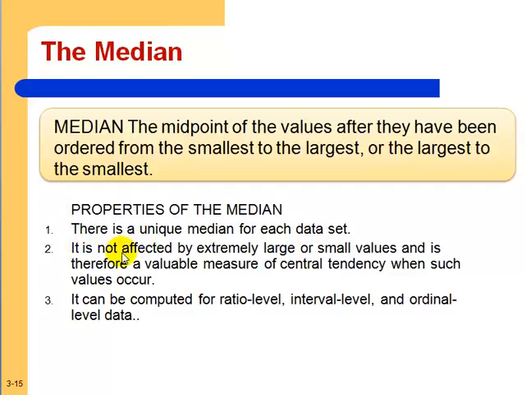Second, it is not affected by extremely large or small values, and it is therefore a valuable measure of central tendency when such values occur. This is better than the mean, because the mean is easily affected by extremely large or small values. It can be computed for ratio level, interval level, and ordinal level data.